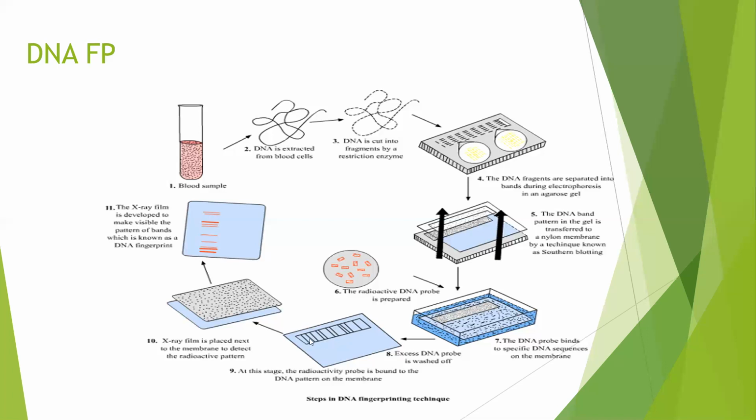Next step, X-ray film is placed next to the membrane to detect the radioactive pattern. Next step, X-ray film is developed to make an autoradiograph. This reveals specific bands. The X-ray film is developed to make visible the pattern of bands, which is known as the DNA fingerprint.